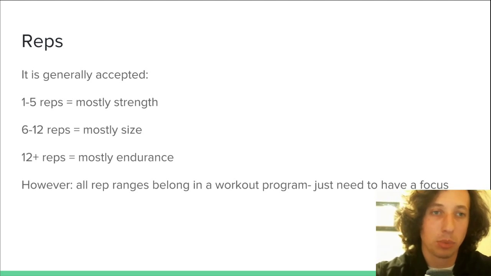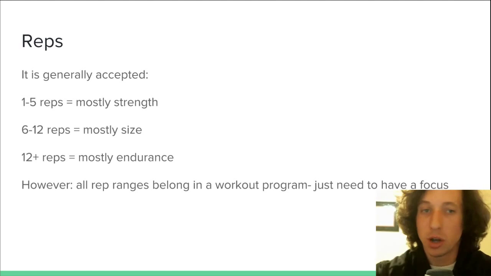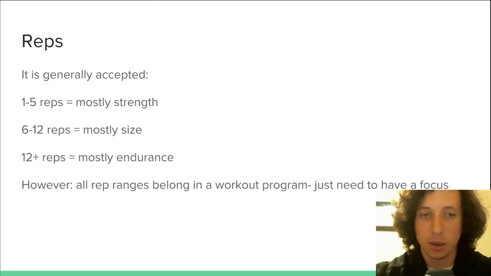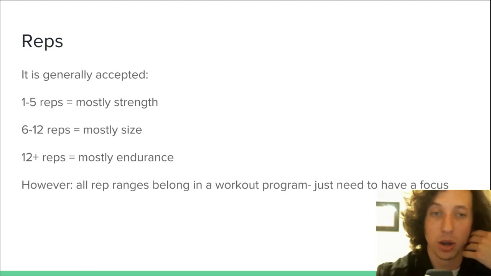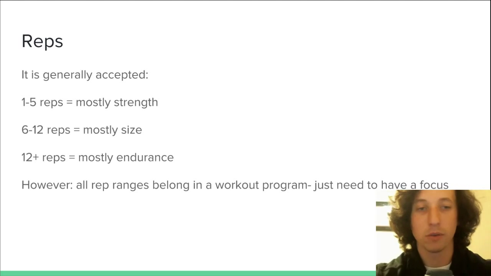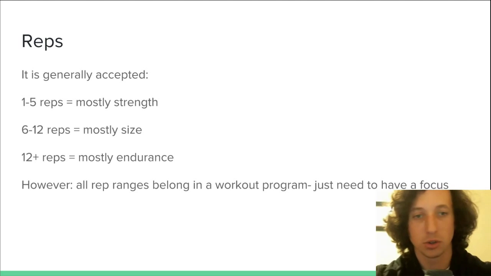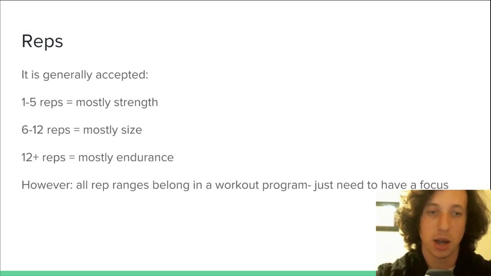Okay, so with rep range, meaning repetitions, it's generally accepted that 1 to 5 reps is mostly strength, 6 to 12 reps or 8 to 12 reps is your classical hypertrophy, mostly size, and then more than 12 reps is mostly endurance. However, if you only do one thing forever, you will hit a plateau doing that, and you'll either need to work in the strength range or the endurance range if you're really trying to build size.